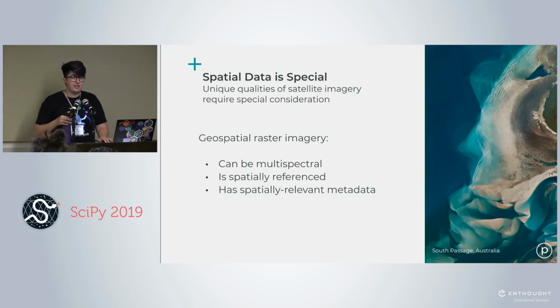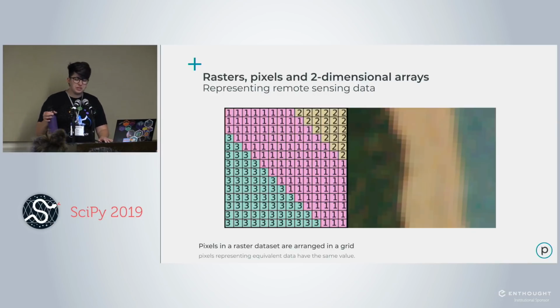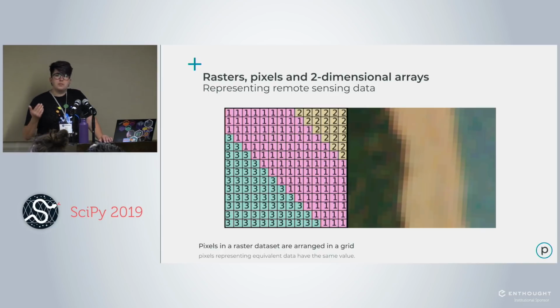So that's what makes spatial data special. A little bit about rasters and pixels, because I keep talking about rasters and pixels and Earth observation data. When we're talking about the remote sensing data that we're going to be working with in class today, it's important to remember that raster data, even though I keep telling you it's special, it's just imagery data, and it's made up of a grid of pixels.